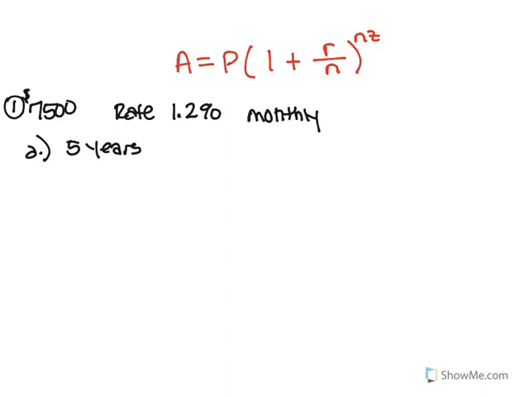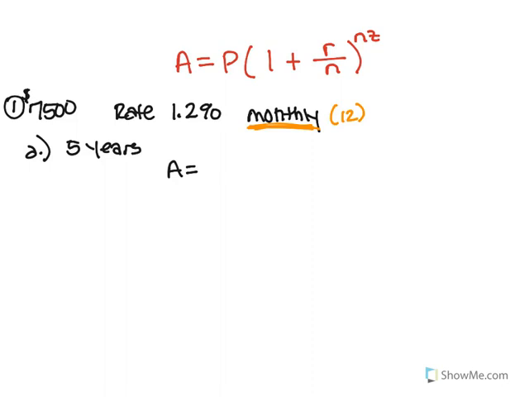Now, I need to make sure we're clear on our numbers. If I say monthly, that means every month. So that's going to be compounded how many times within a year? 12. 12 times, okay?